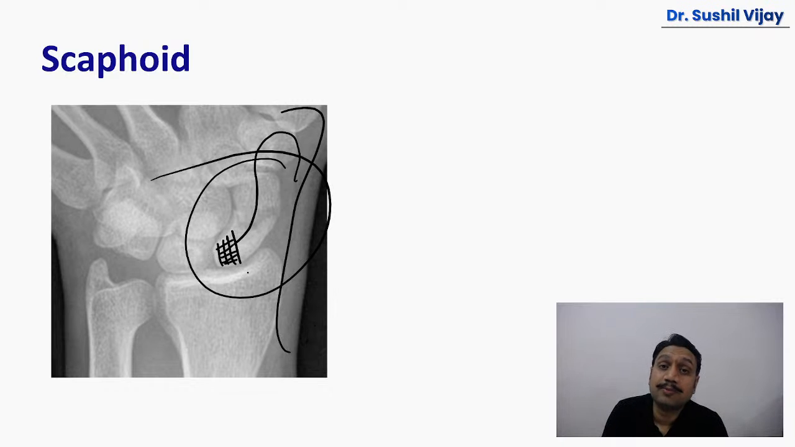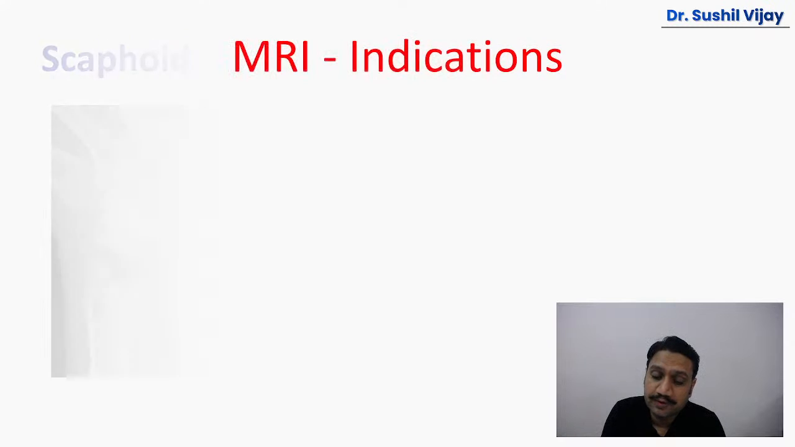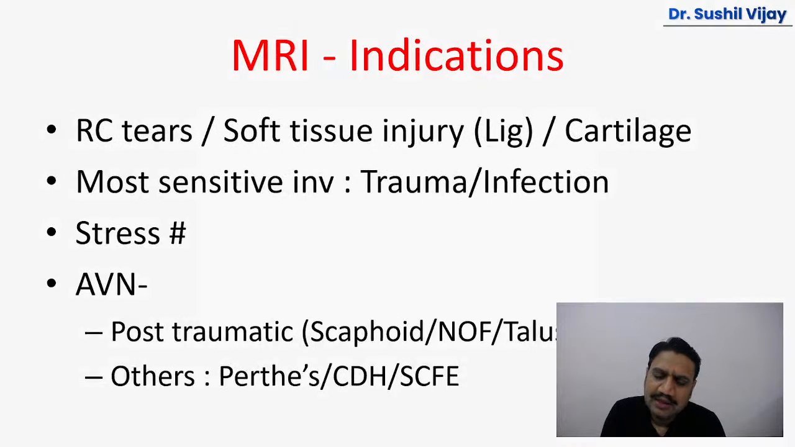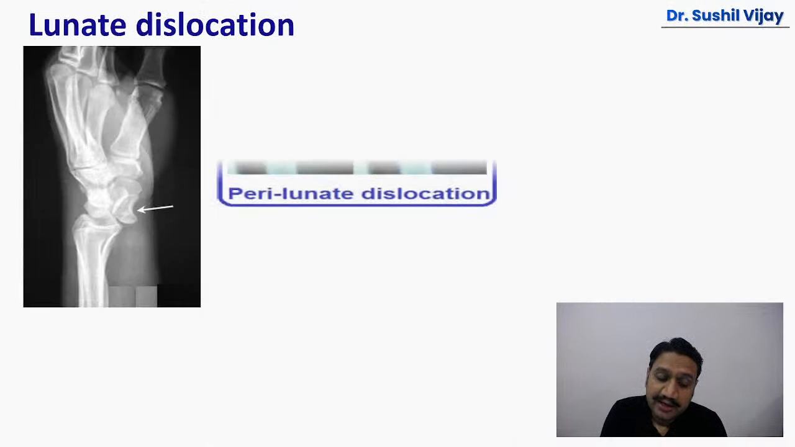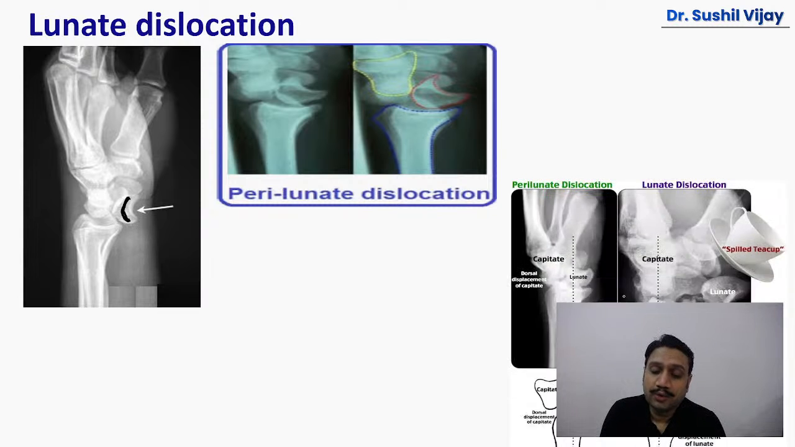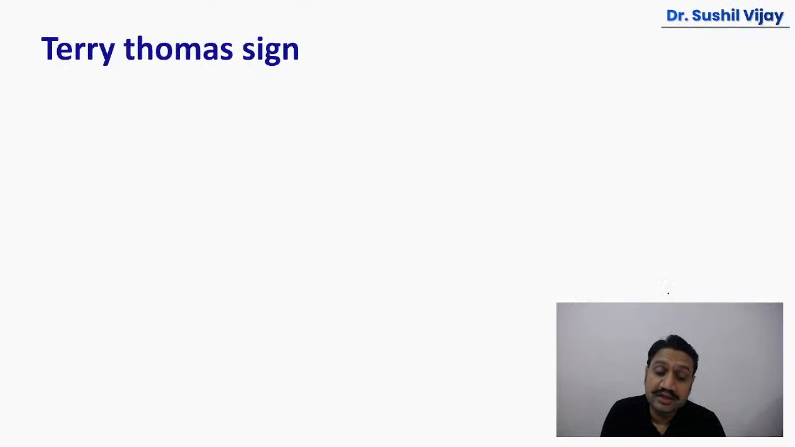Right? It is a proximal pole. Please remember, most important point. Okay? MRI, these are just the investigations for the MRI part, not that relevant for the exam part. Lunate, please remember, is the most common carpal to dislocate.